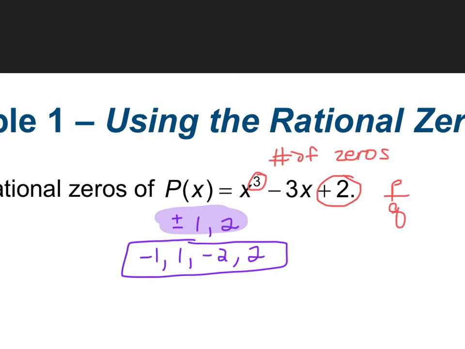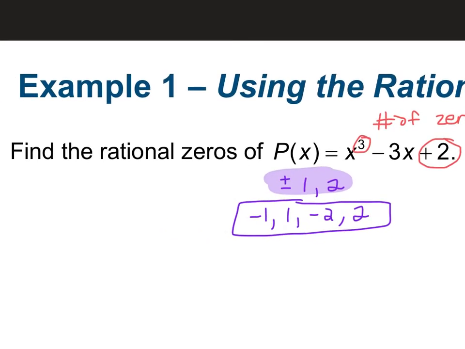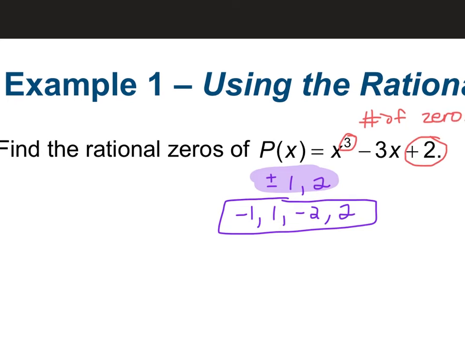So once you determine what all the factors are, you just use synthetic division to figure out which one, quote unquote, works. If I use synthetic division and my remainder is 0, what does that tell you about that factor? Does it work or not? Yeah. So I'm going to tell you guys, you're going to have to do synthetic division. You might have to do synthetic division more than once.